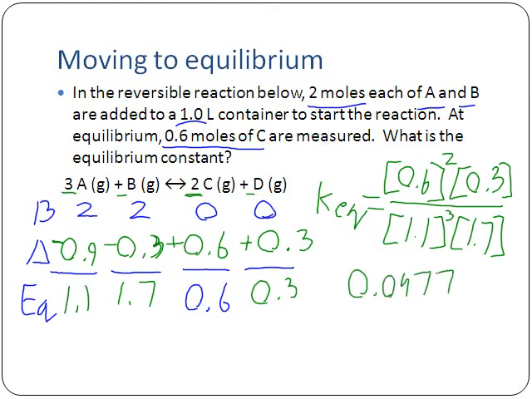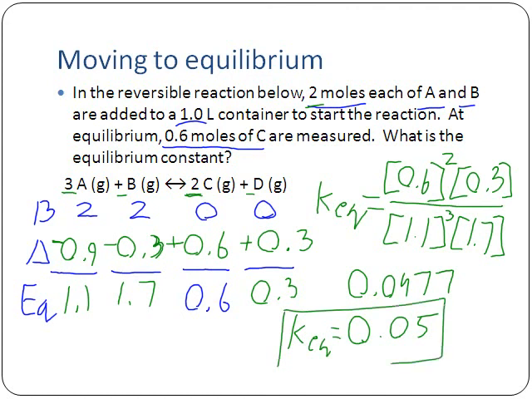For significant figures, we have 2 moles up here, and so that's only 1 sig fig, and that went into our calculations here. And so our final answer would be 0.05 for our final value of KEQ. And that's how you'd go ahead and use that mass action expression to find an equilibrium constant.